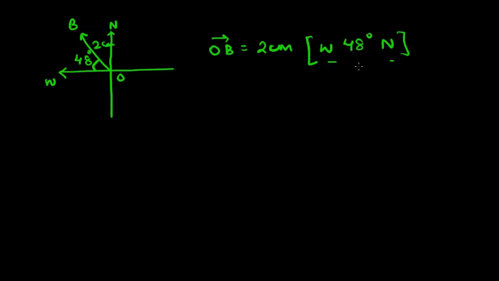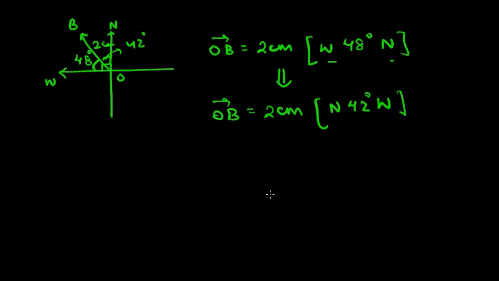So once we've drawn this, we can also write this vector in another way. We can say vector OB is 2 centimeters. The magnitude is still the same, but for the direction, instead of taking from west, we can take it from north, because we know this total angle is 90 degrees. So if this is 48 degrees, this would be 42 degrees. So we can write it down as north 42 degrees in between north and west.